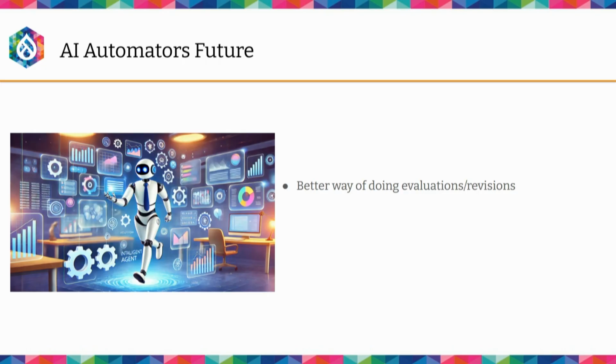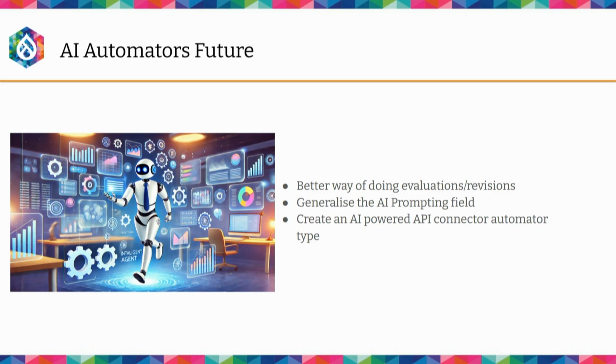In terms of automators, we need a better way in the UI to do evaluations and revisions. This is something we are working on, something we have planned, so you don't need to know Git or development to do this stuff. We're also working on generalizing the AI prompting field. This has nothing specific to do with the automator, but even those of us working on the AI module have different ways of creating a prompt field in different modules, which is very inconsistent. So we're trying to create one way of adding the actual prompts, where you can reuse prompts as well.